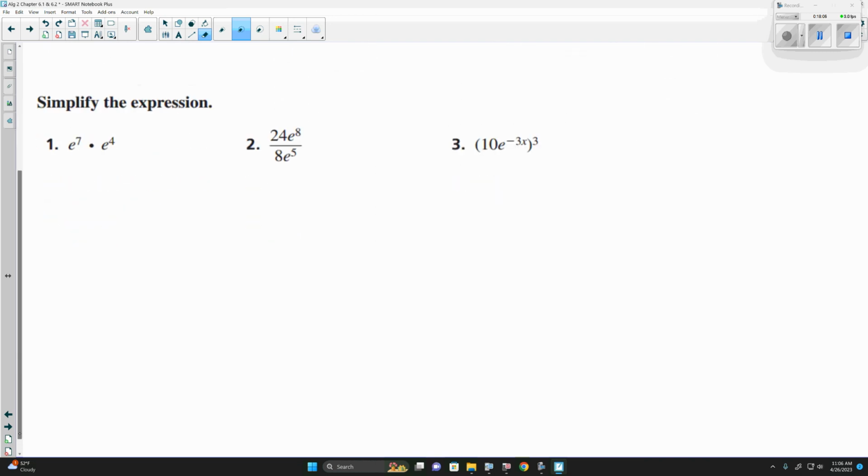Yes, e to the 7th times e to the 4th. Since they are like bases, we would add the exponents. So 7 plus 4 would indeed be 11. Now the next one, 24 divided by 8 is 3. Then we'd have e, 8 minus 5 is 3.